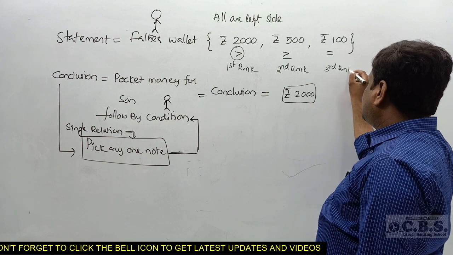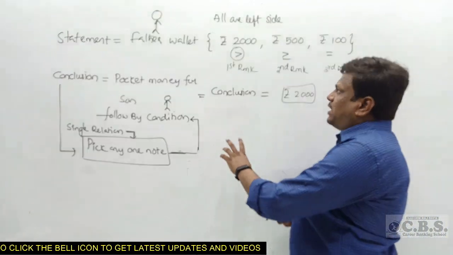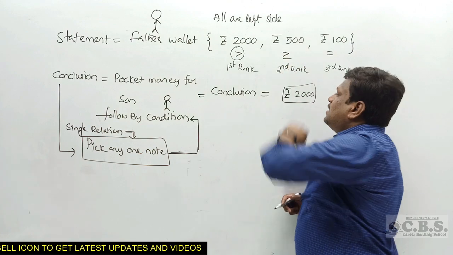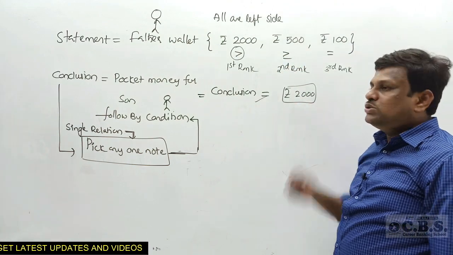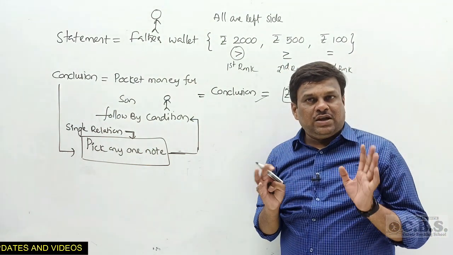This is the answer. So when the son sees three notes, 2000, 500, 100, definitely the son picks up the 2000 rupees note. Okay, this is the answer.